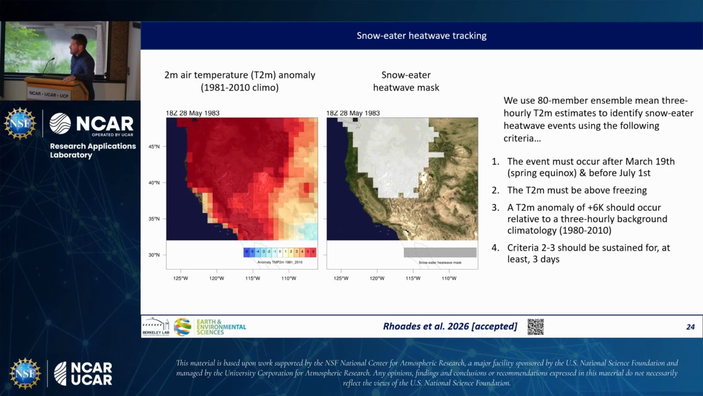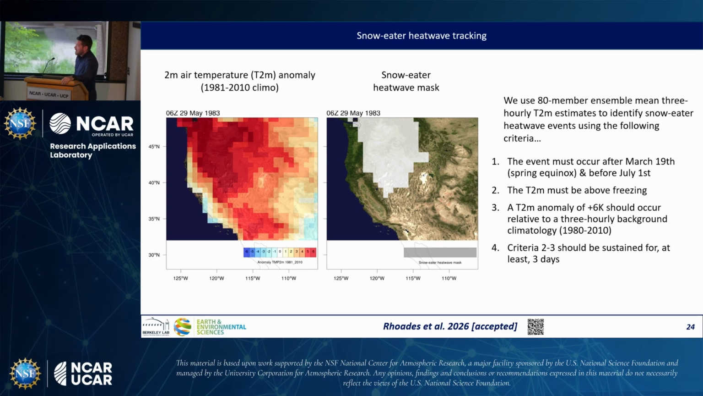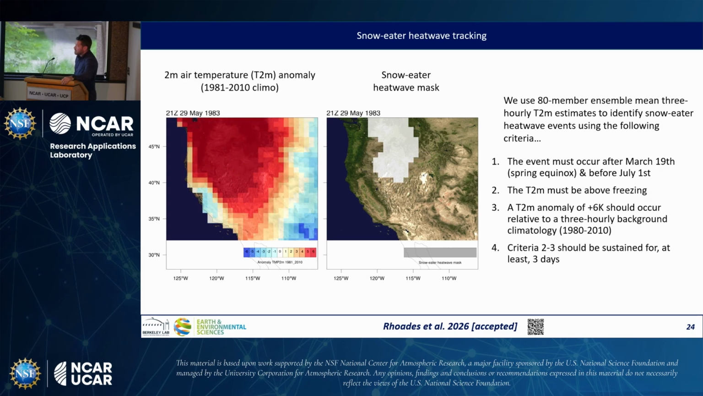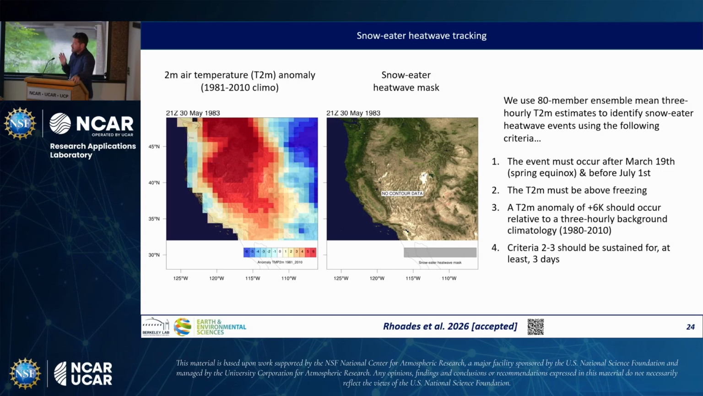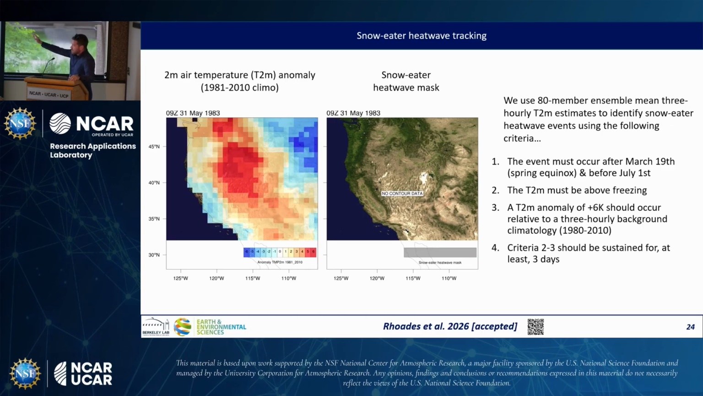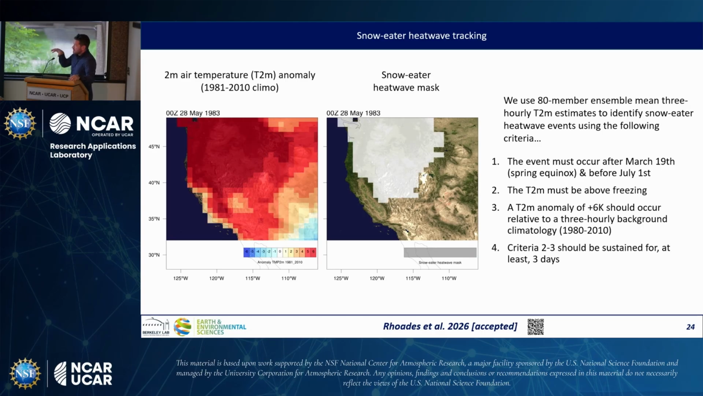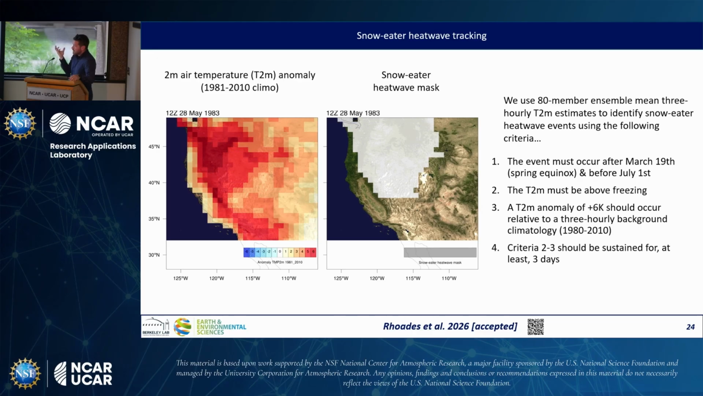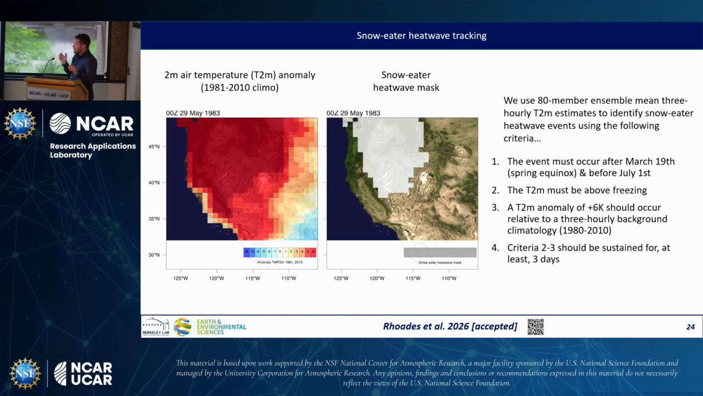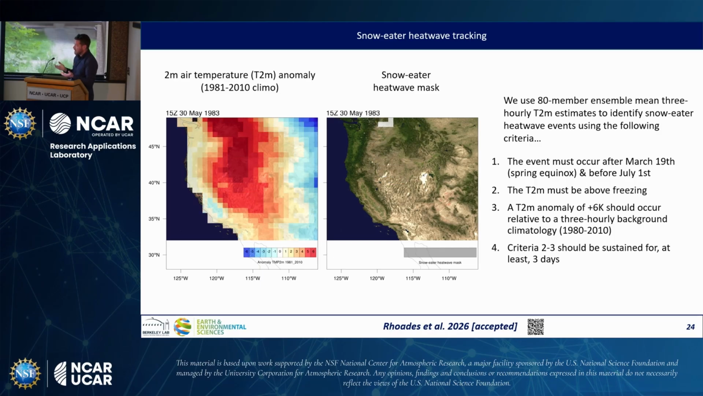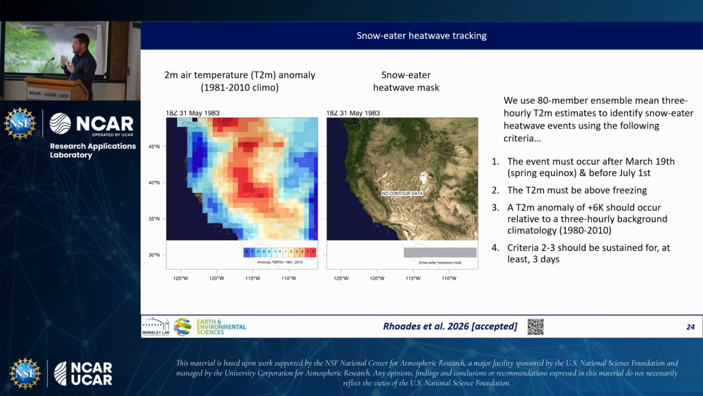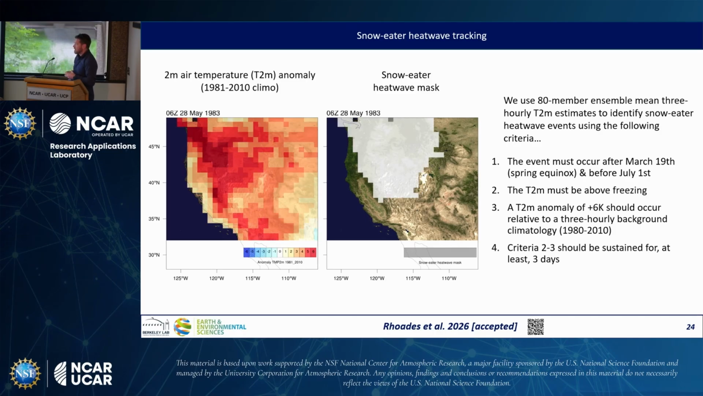On the left would be the anomaly from a background climatology of the temperature during that event. And then on the right, we're using Tempest Extremes to extract, using the conditions listed here, what we deem to be a snowmelt heat wave event. We deemed that these events should occur between March 19th and July 1st, in the spring season when you might have the most snow to ablate. Temperature must be above freezing, again, to start to activate that snowpack.